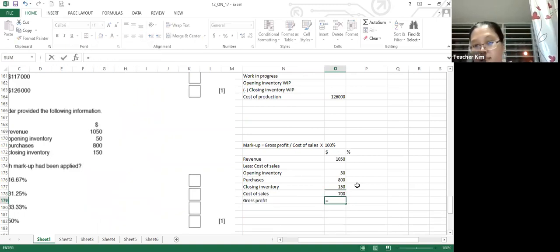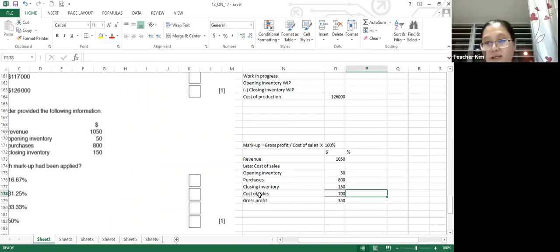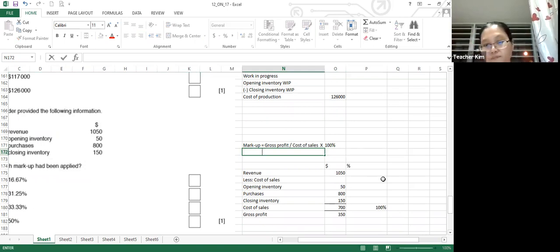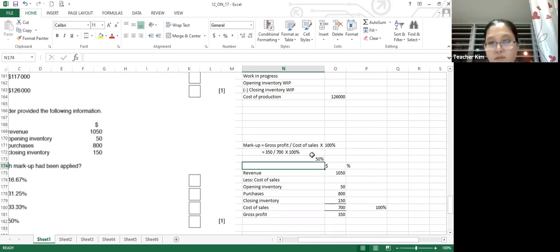Okay. Next, to find my gross profit, take this one minus this. And they say markup has been made. Markup, what is the formula? Gross profit over cost of sales, times 100%. Okay. Here, we don't know. So what is the formula? We take these two information, gross profit and cost of sales, which is our 350 divided by 700 and times 100%. So this is, we get 0.5, which is 50%. So this answer is 50 percent.